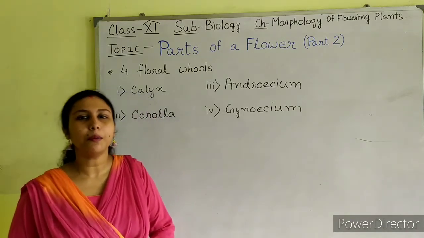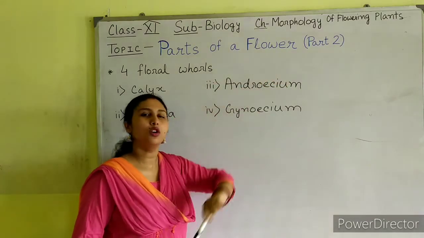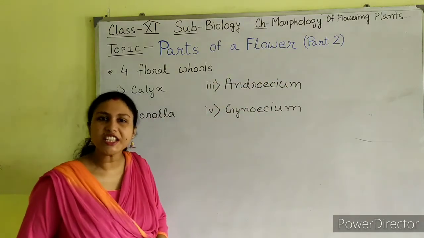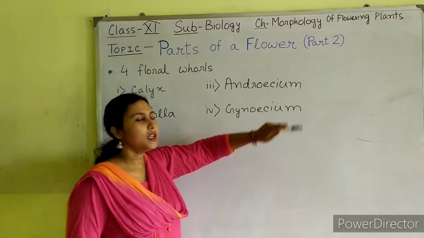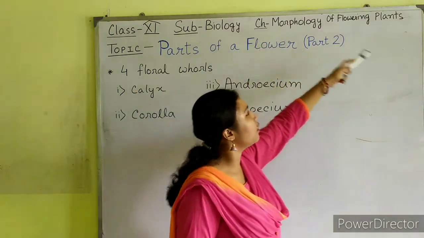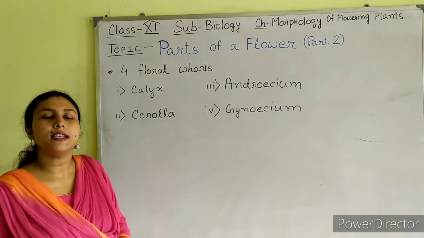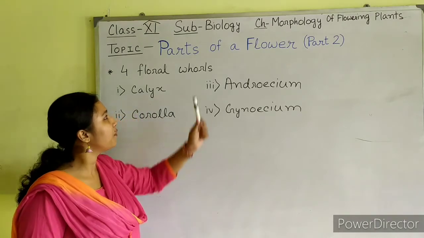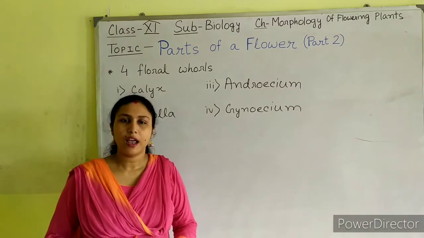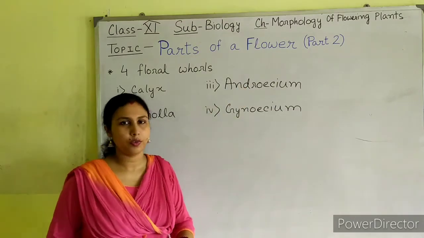Today we will learn about the topic Parts of a Flower Part 2, which is under Class 11, Subject Biology. The chapter's name is Morphology of Flowering Plants. Students, in our previous video we learned about Parts of a Flower Part 1, and today we will learn about Parts of a Flower Part 2.